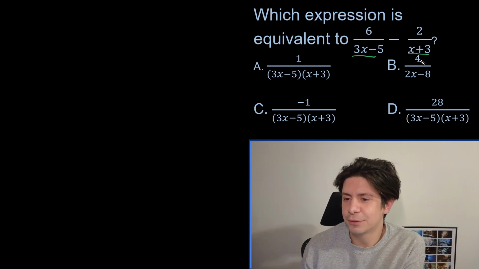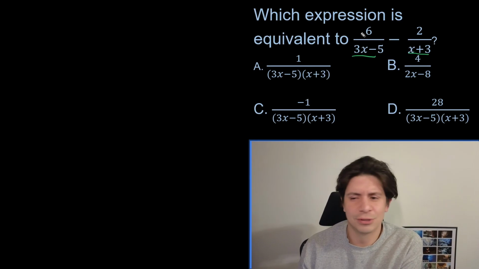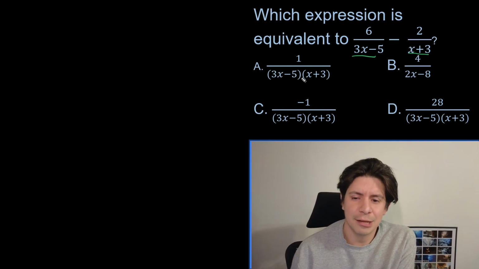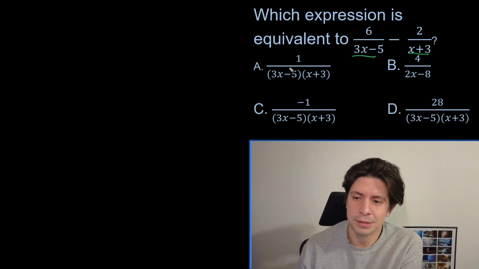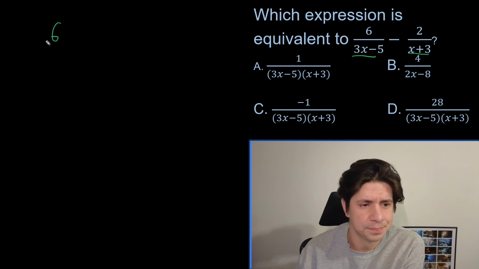We have B, which is 4 over 2x minus 8. I'm looking at that and thinking, well, 2x is 3x minus x, and negative 5 minus 3 is negative 8. So they just seem to be subtracting, which is not the way fractions work, so it's probably not that one. So this is telling me to multiply the bottoms and the tops by the other side. So let's do that and see what happens.